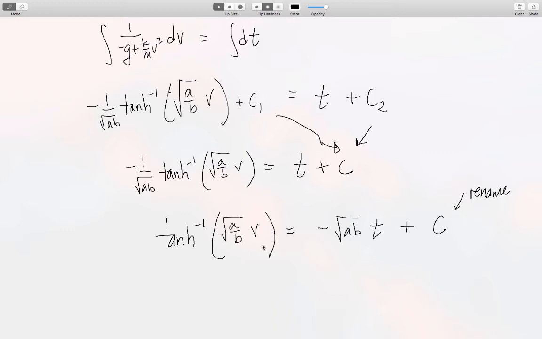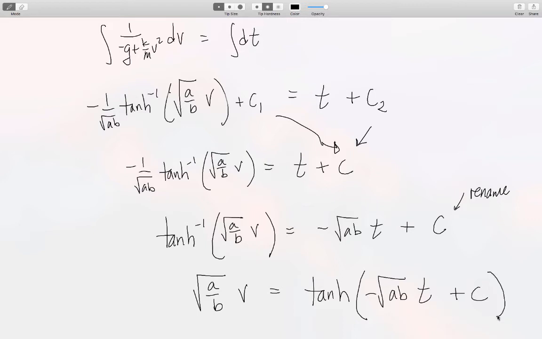Now I can get the v by itself by taking a hyperbolic tangent of both sides. So we have the square root of a over b times V is hyperbolic tangent of negative square root ab t plus the constant. So I take a hyperbolic tangent of both sides. Just almost got the v by itself. One more step.